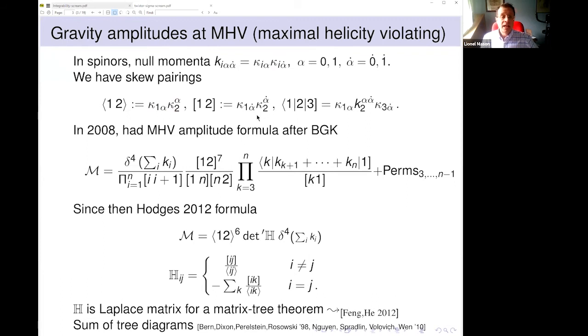Okay. And so the first non-trivial gravity amplitude actually has two negative helicity particles and n minus two positive helicity. And this formula has been known since the 80s. And in 2008, in a paper with David Skinner, we found a slightly simpler version, but it's essentially the formula from BGK from the 80s, where you get this long, complicated expression. It's quite nicely structured, and we were quite pleased with it at the time.